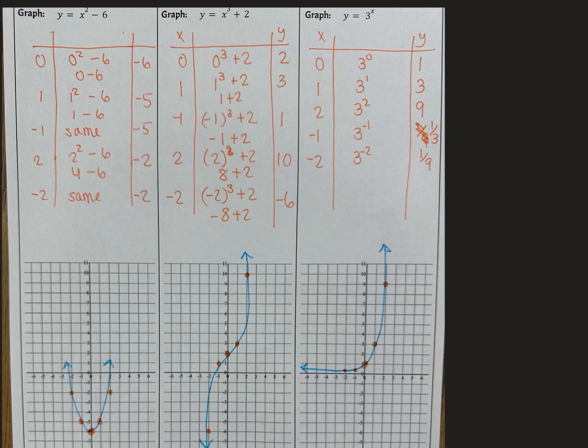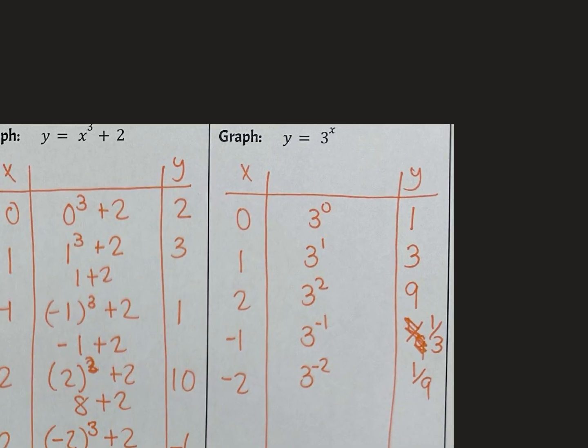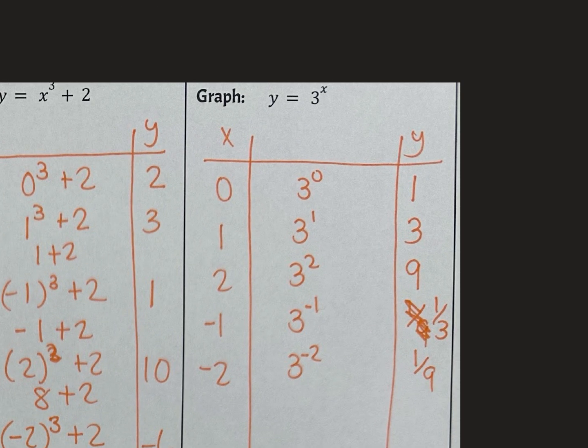All right, let's go down and see where the dots are. I had a dot at 0, 2. That's this dot. 1, 3. Negative 1, 1. 2, 10. Negative 2, 6. It's a soft looking S. Or I don't really know what shape it is, but whatever. It looks like that.